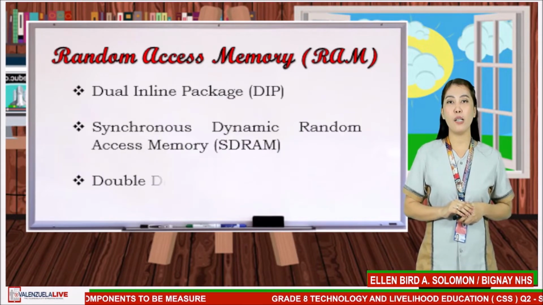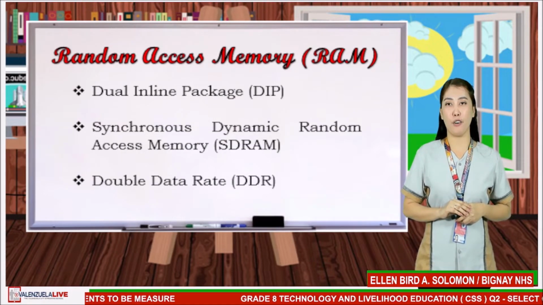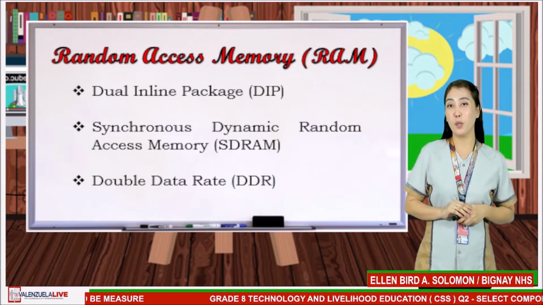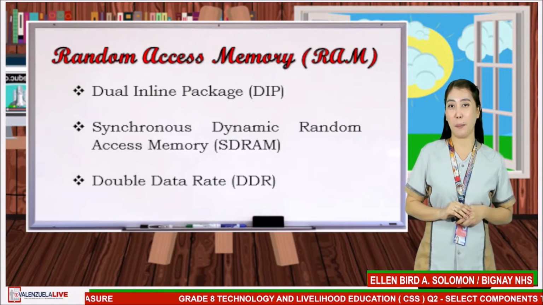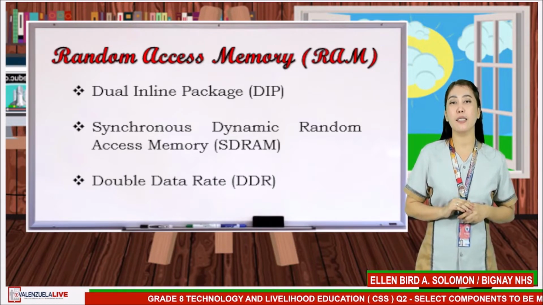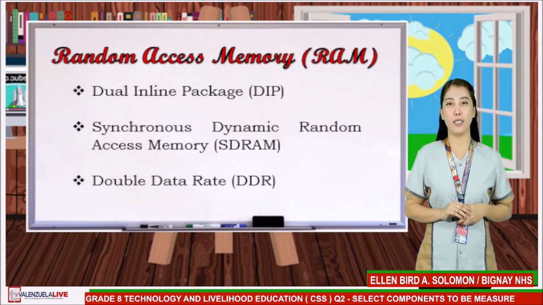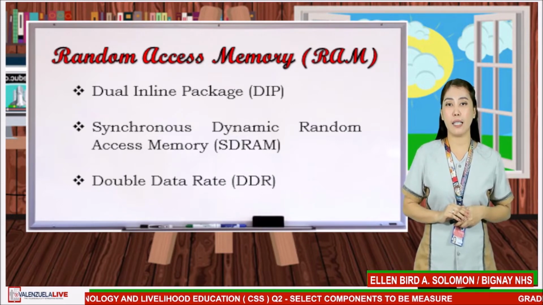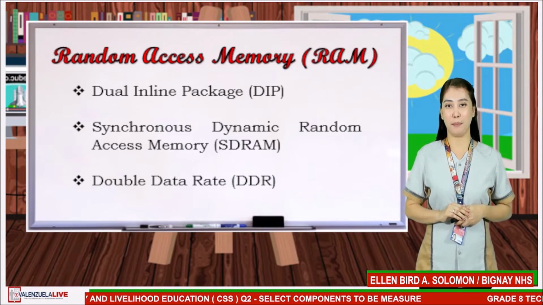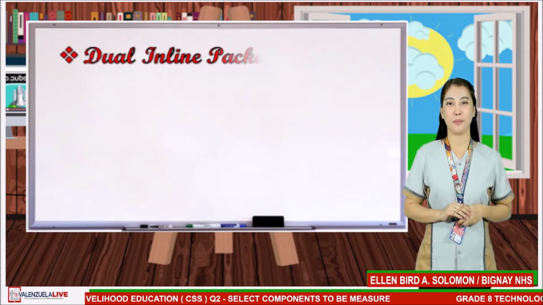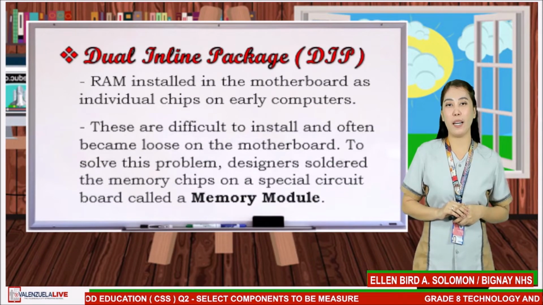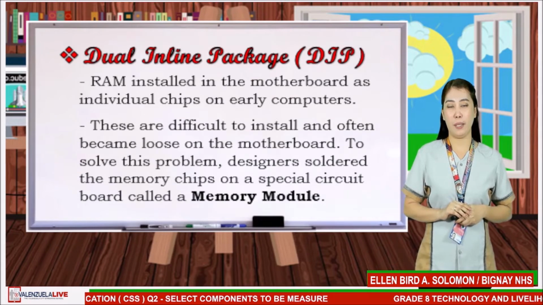We also have some types of RAM. Dual inline package or DIP, synchronous dynamic random access memory or SDRAM, and double data rate or DDR. Let me discuss them one by one. Dual inline package or DIP.